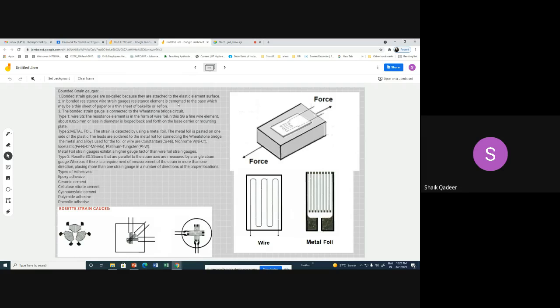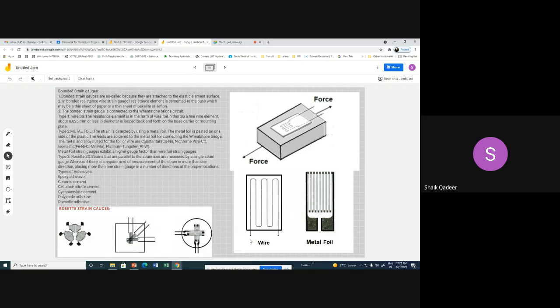Cemented means fixed to the base, which may be a thin sheet of paper or a thin sheet of bakelite or Teflon. Let us suppose that this is the workpiece and this is the surface. This workpiece is actually cemented to this particular surface. The bonded strain gauge for measurement is also connected to a Wheatstone bridge.